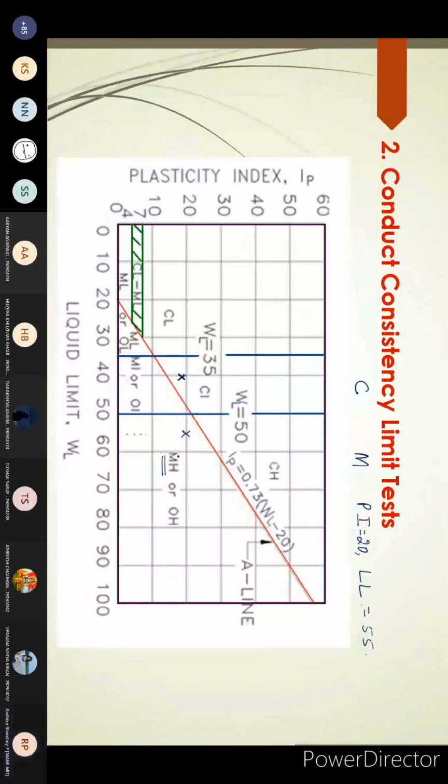Chart. Okay, so suppose this chart is not given, you can still find whether it is having high plasticity or intermediate or low plasticity. By using this equation, IP is equal to 0.73 times (WL minus 20). What is this WL? It is nothing but the liquid limit. So liquid limit, can anyone say what is the value for this? So it is 55 minus 20. What is the value? How much are you getting here? This is 0.73, no? Okay. How much?